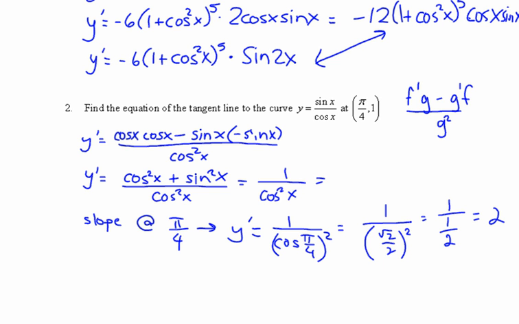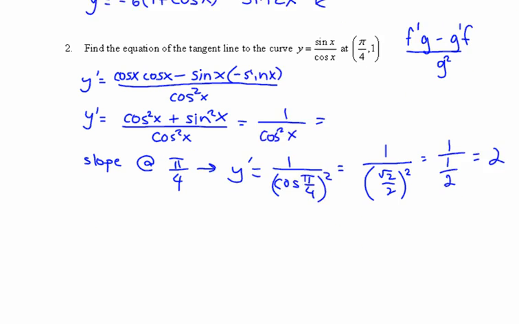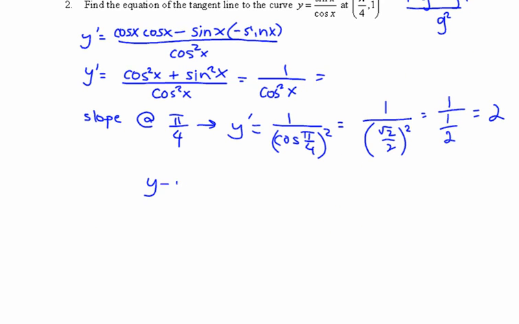Sweet. Okay, so now we can get our equation. y minus y1 equals m times x minus x1. y minus 1, our slope is 2.